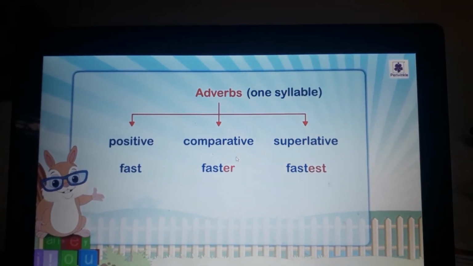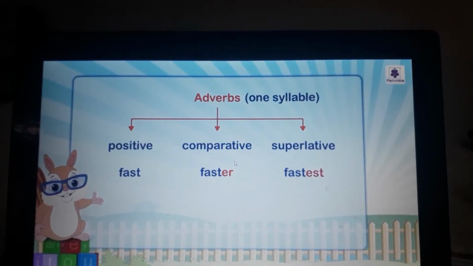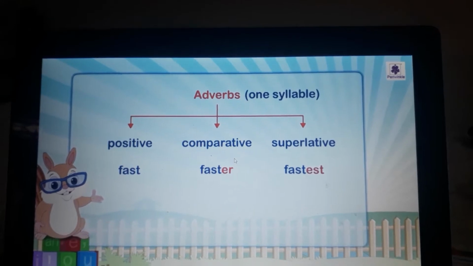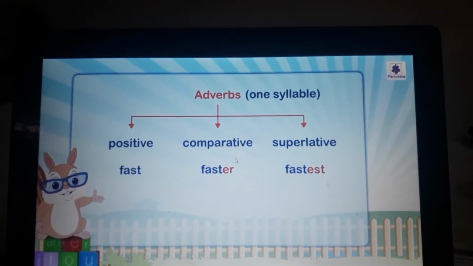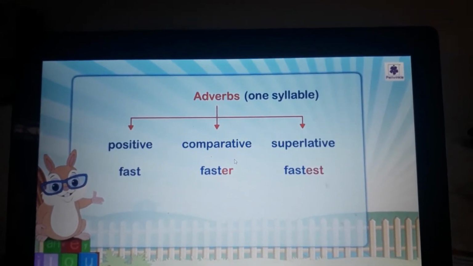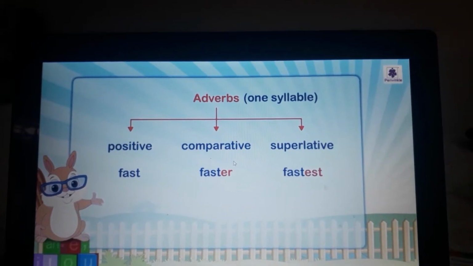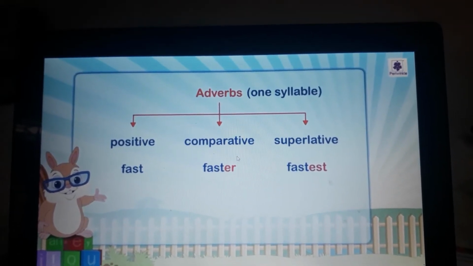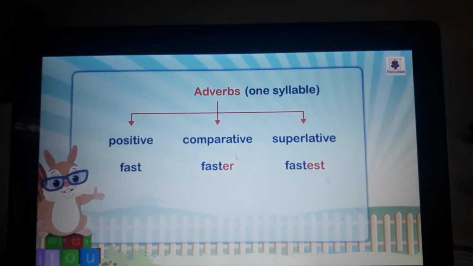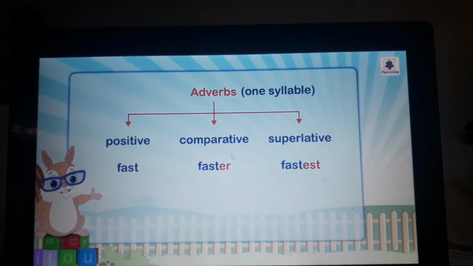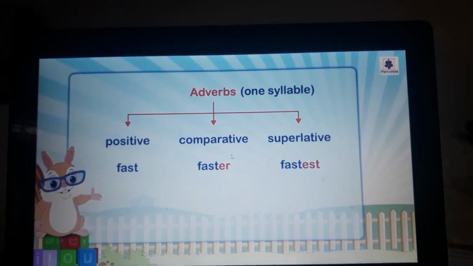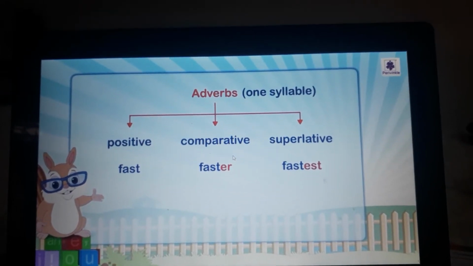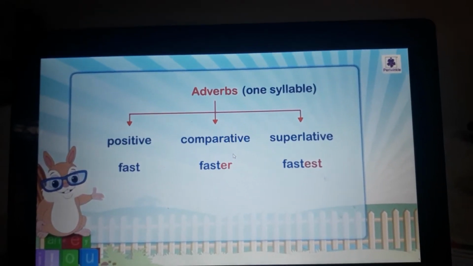For comparative, we are using than, and for superlative we are using the before the superlative word. We are using the before the superlative degree. Like faster: she is faster than Sarah, or she ran faster than Sarah.